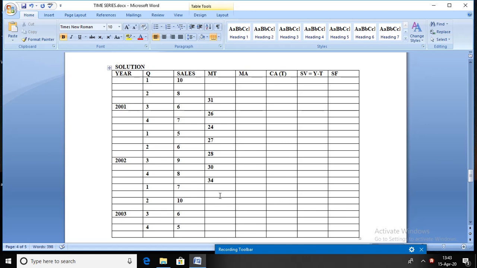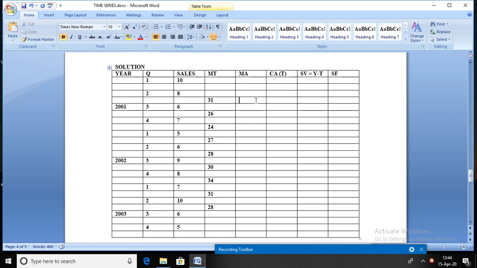The next set of 4 values, 8, 7, 10, and 6. The total should be 31. The next set of 4, 7, 10, 6, 5. The total should be 28. Now we are adding 4 values. So for us to find the moving average, we have to divide those totals by 4.